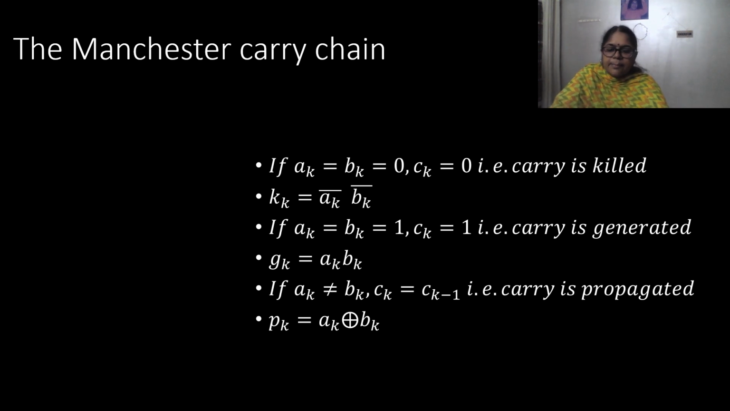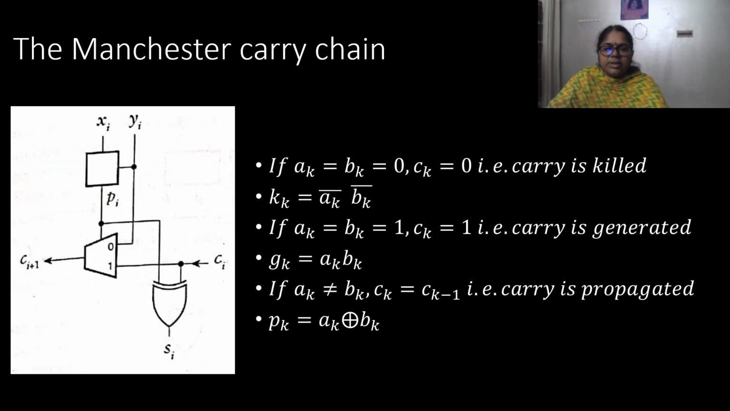Thus, the propagate signal is given by Pk = Ak XOR Bk. Now, the same thing has been represented as a block diagram. If Xi and Yi are the input bits given to the adder cell, then this particular block is performing the XOR operation of X and Y. So, P = X XOR Y.